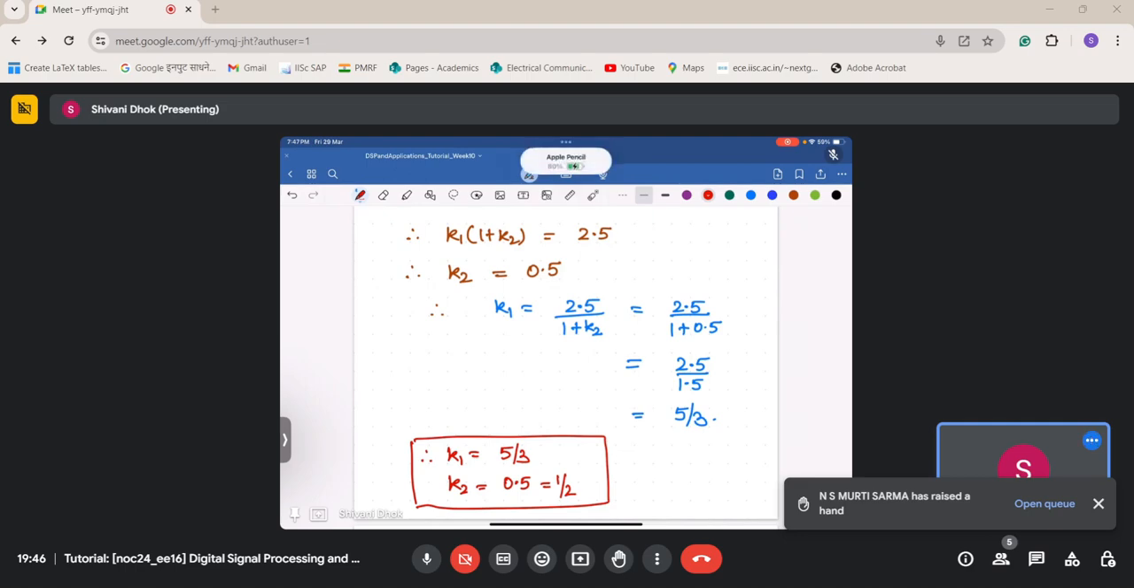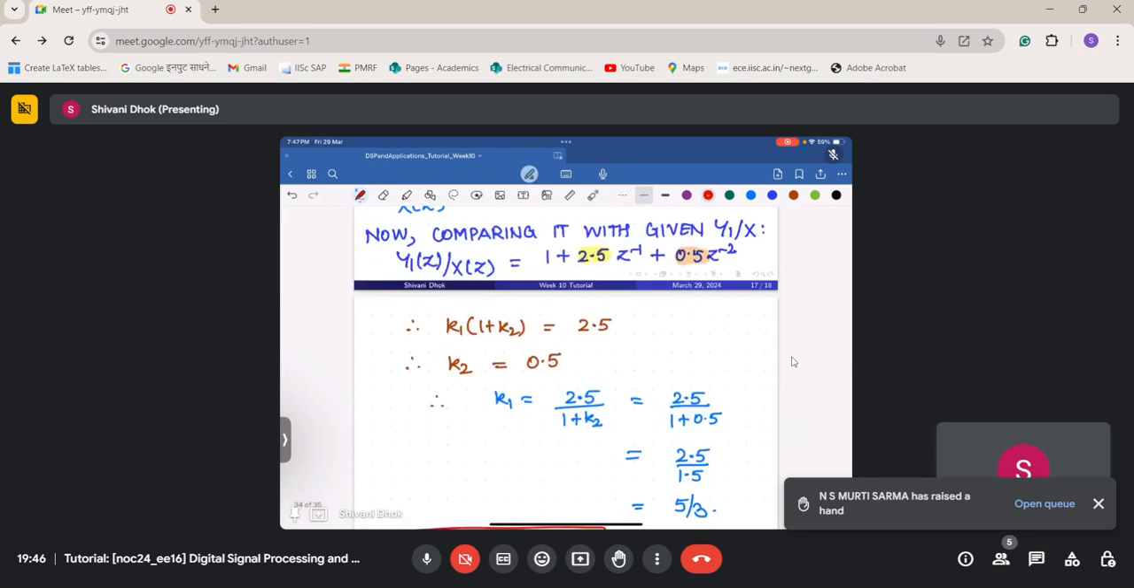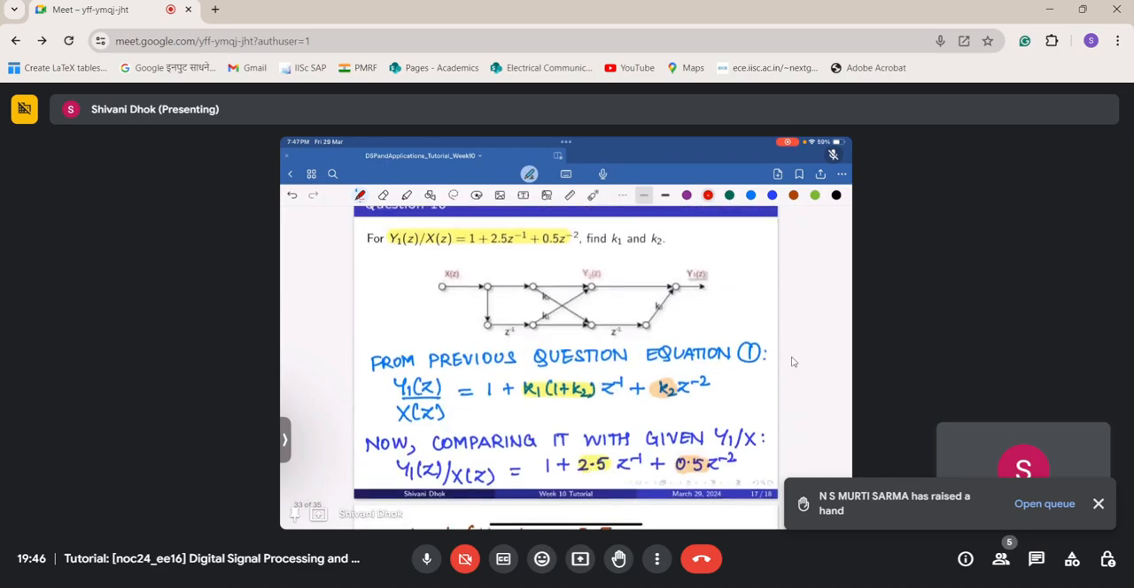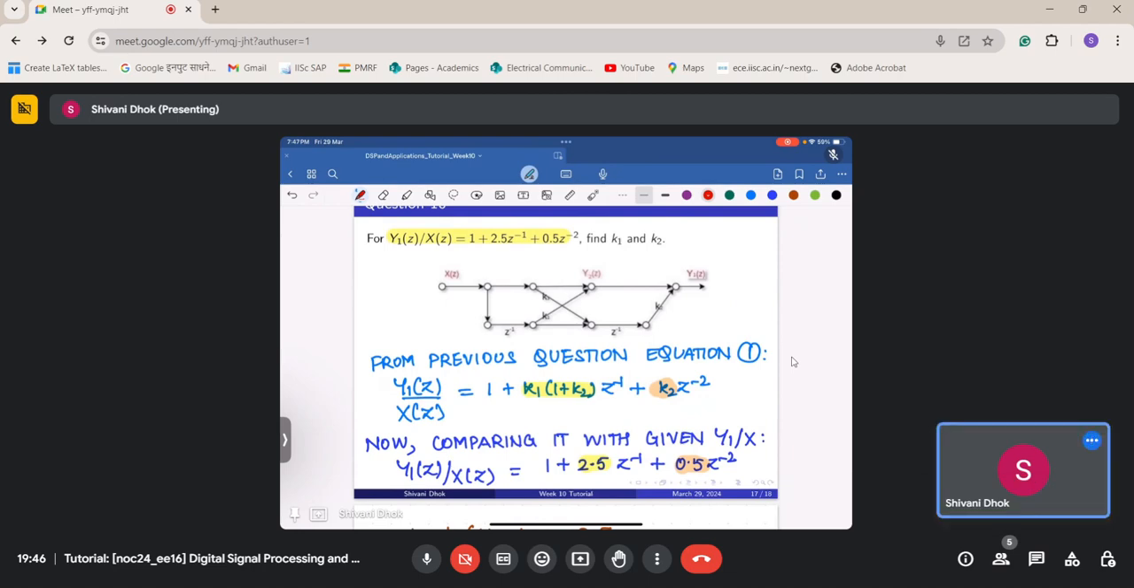Yes, sir. Madam, if it is a third degree expression, how will this K1, K2 polynomial come? Sorry? You gave the second degree expression, no? Z to the power of minus 2, H of z, second degree. You got K1 into 1 plus K2 like this, no? If it is third degree, how can the equation be extended?